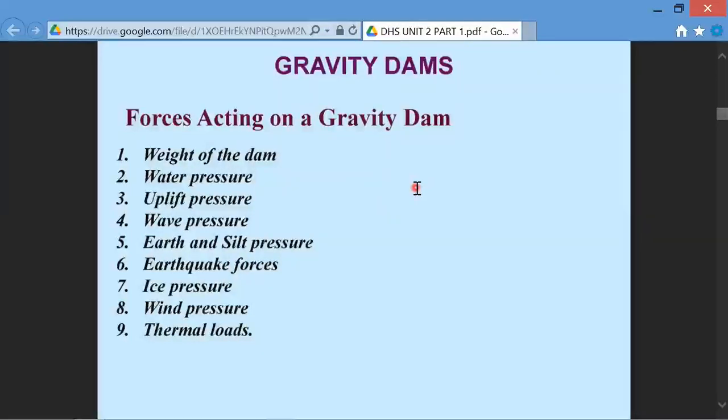Then earthquake forces, that is the seismic forces, on the 6th number. If an earthquake is there, then this force will act. So you have to design the dam as per this, considering the earthquake forces also.